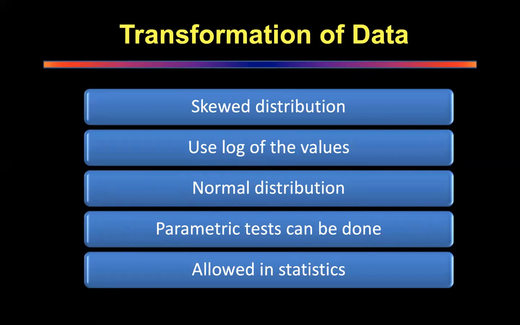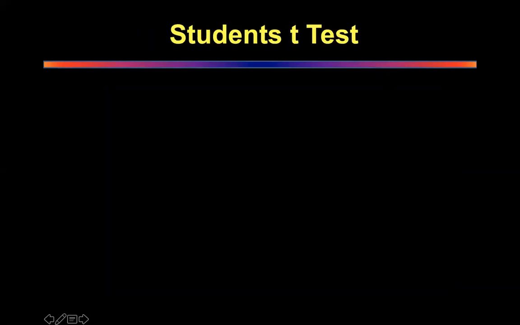Did you understand? So this is a technique. In the exam, somebody may ask you, if you've got skewed data, how will you use parametric tests? Then you have to say, you have to use the log of the values. Now, I'm not teaching mathematics here. I'm teaching just concepts. Take it from me, and don't worry about it. But just remember that some papers actually have skewed distribution, so they use the log of the values of the data and make it into a normal distribution and then apply parametric tests. And this is allowed in statistics.